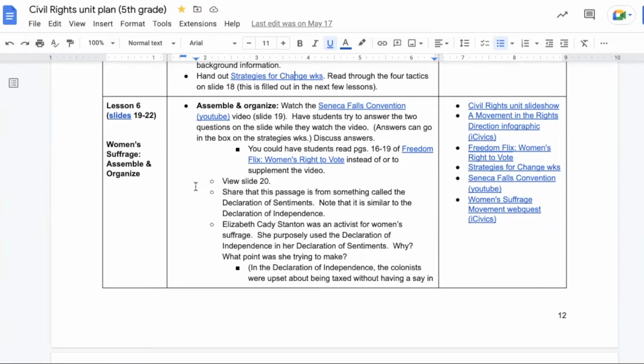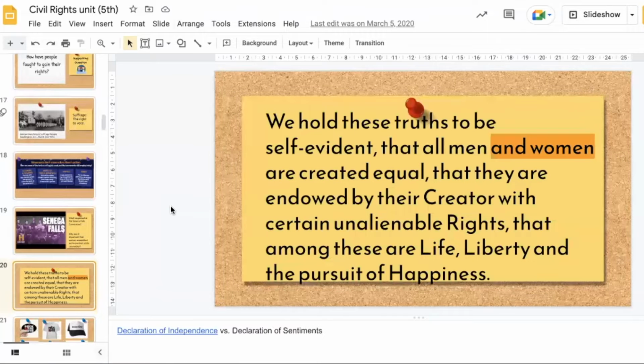You could also use pages 16 through 19 of Freedom Flicks to supplement the video or to replace the video. Have students read the information on slide 20 to see what they notice. This is a paragraph from the Declaration of Sentiments, which was written in a similar style to the Declaration of Independence at the Seneca Falls Convention, adding in the key words "and women."